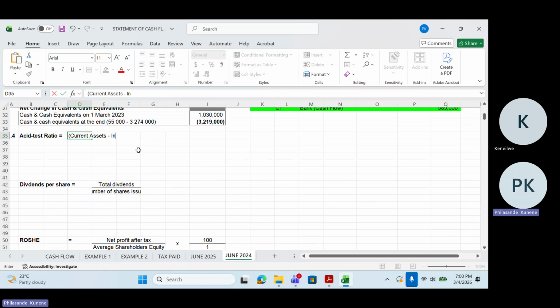Current assets minus inventory is to current liabilities, right? So this is the format that we're using. We want to check if the company is able to pay its short-term obligations without relying on inventory. That's why we're separating the inventory out, to say: can I use my money in the bank and my receivables, my debtors, to pay my creditors? Will I be able to do that? That's what we're going to check.